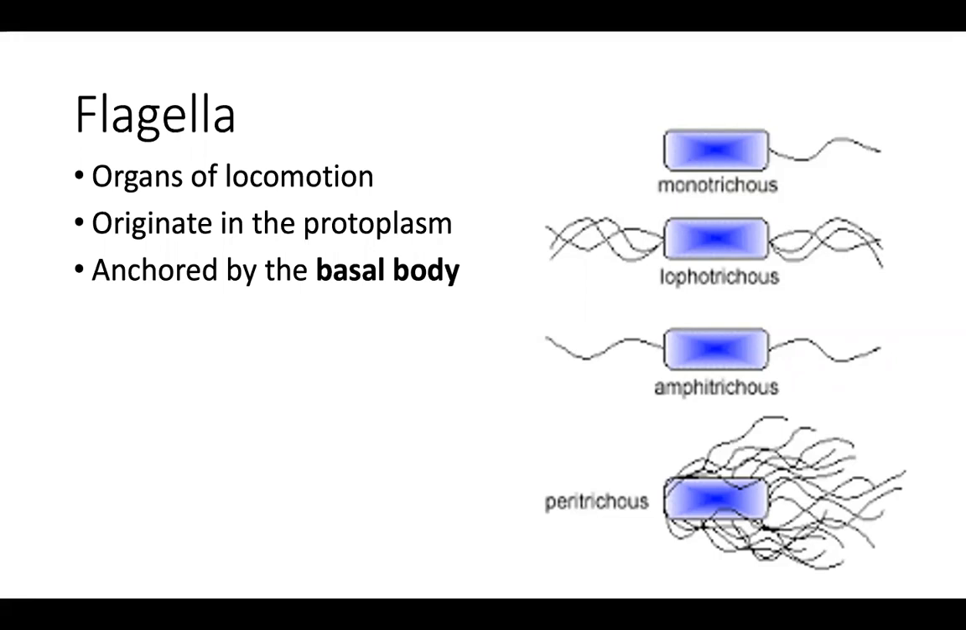So you have the monotrichous flagella. An example is Vibrio cholerae. And you have the lophotrichous, where you have tufts of flagella at both ends of the bacterial cell. You have the amphitrichous, where you have a polar flagellum at either end, and you have the peritrichous, where you have numerous flagella around the bacterial cell. These ones tend to be very motile. An example is E. coli or Escherichia coli.